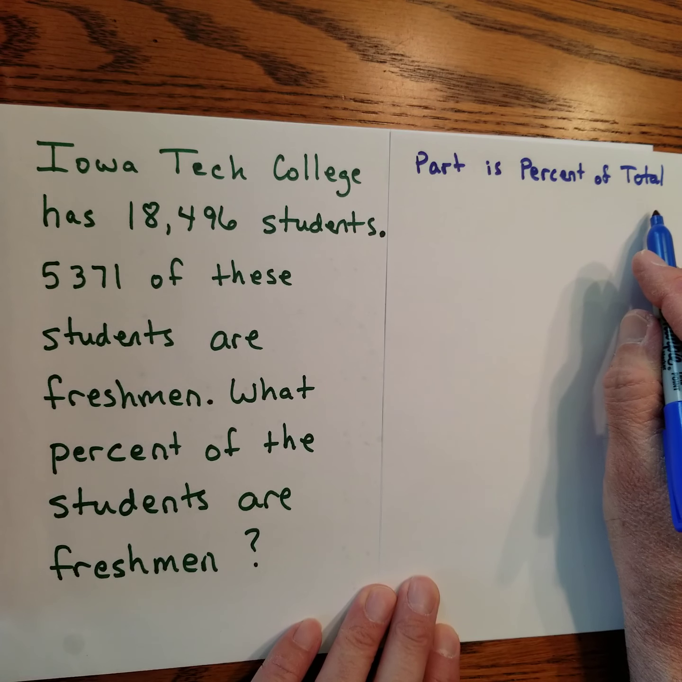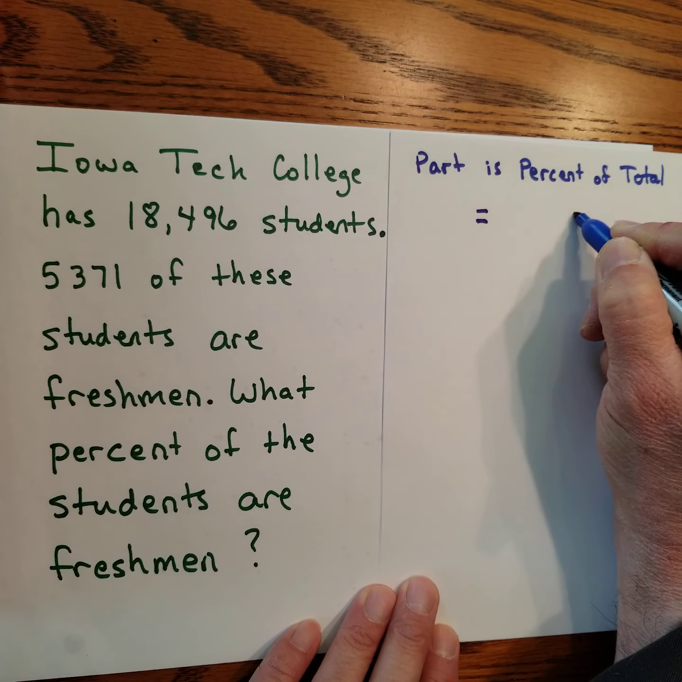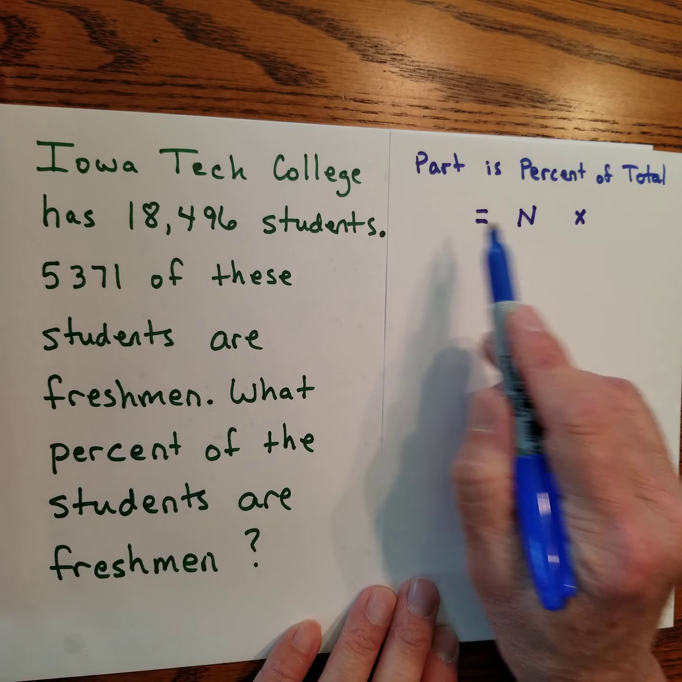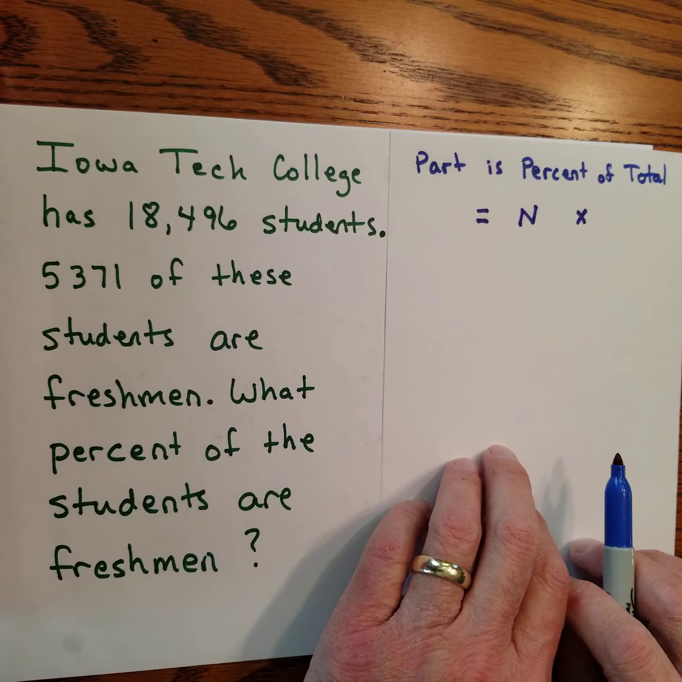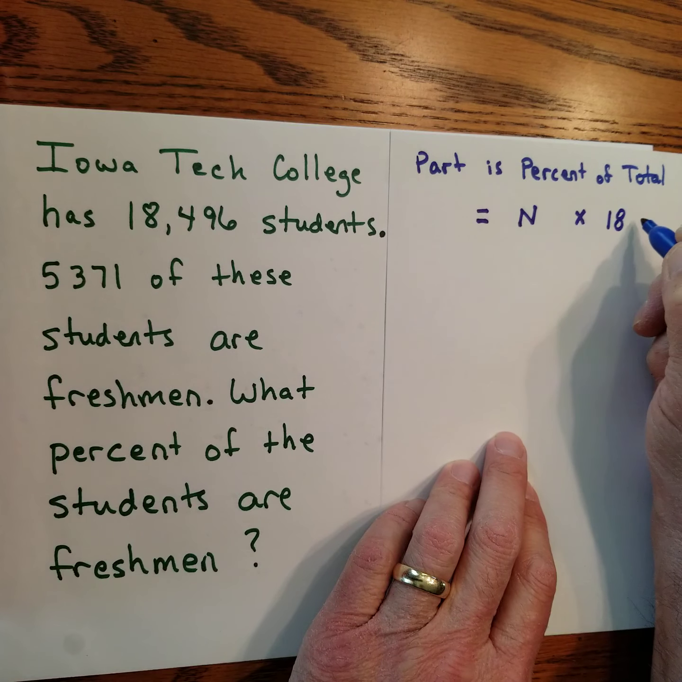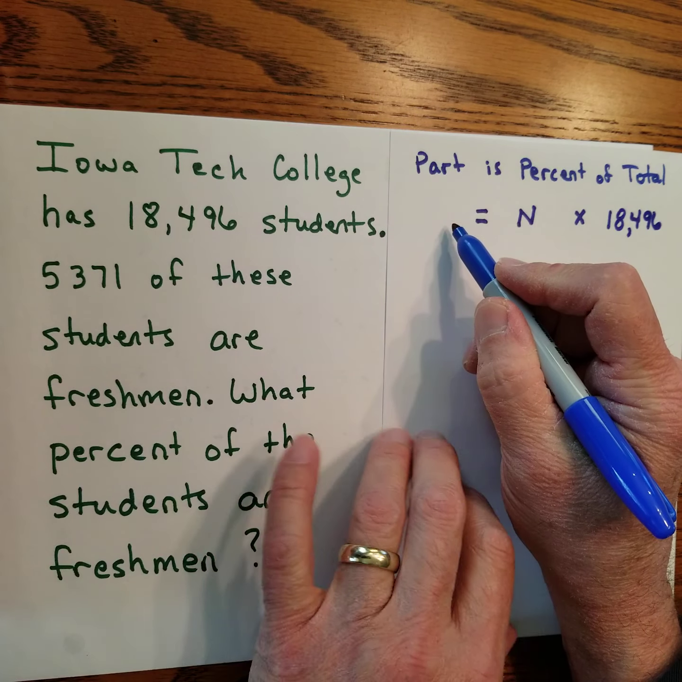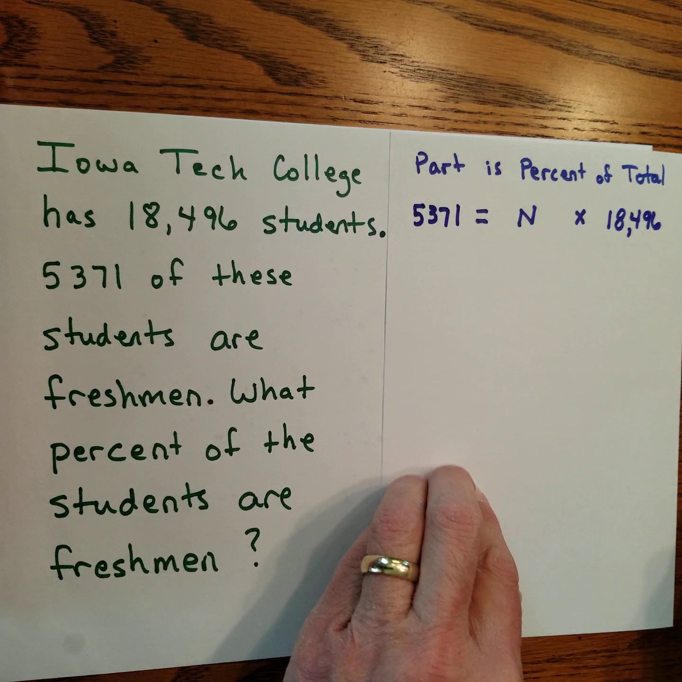Here's my formula. Write that formula down each time you work a percentage problem. Then is equals, of is times. Look at the question. What percent of the students are freshmen? We're looking for the percent. Now I need a number for part and I need a number for total. Which one of those two numbers is the total of the students at Iowa Tech College? Iowa Tech College has 18,496 students. Part of those students are freshmen. What part? Well, 5,371 of them.